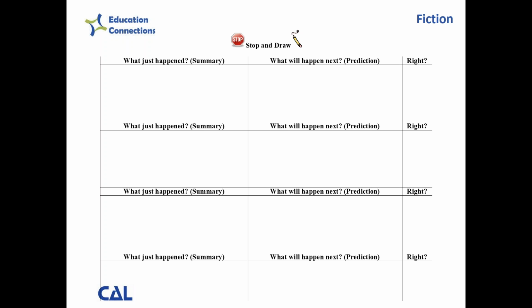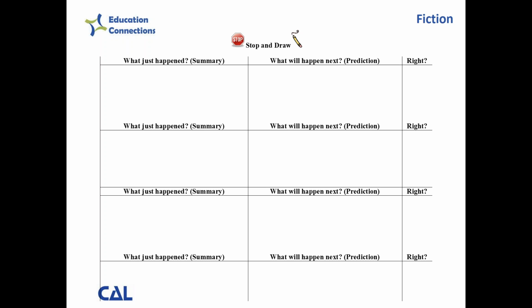So if they're reading Cinderella, and the stepmother and the stepsisters have just left for the ball, what happened? Well, Cinderella was left behind. What will happen next? They have a chance to predict. Oh, she'll be sad, or some way she'll get a chance to participate, and then they can check if they were right or wrong. Some students would be able to write the answers. Others could just simply draw, or if they could write in their first language, that's perfectly acceptable as well, because they're participating in the activity.